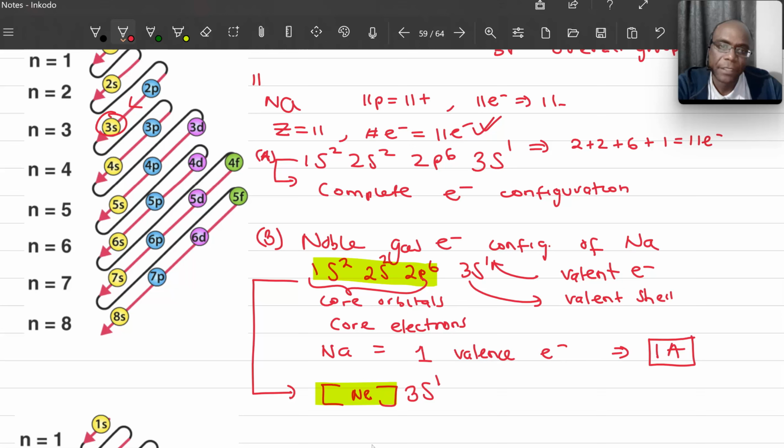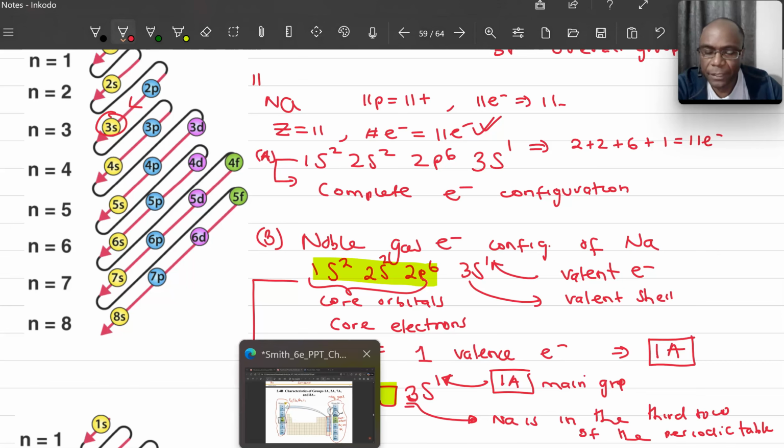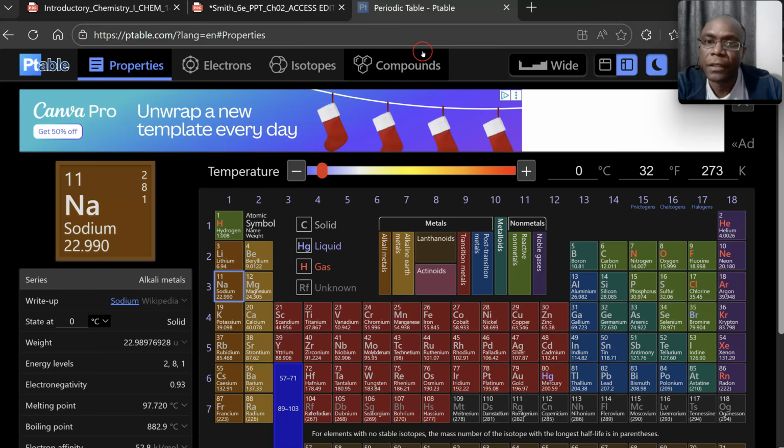The remaining electrons will be out there. So again, this one valence electron in the 3s tells me that sodium is in main group 1A, and the 3 tells me that sodium is going to be in the third row of the periodic table. Let's confirm. You see how the outermost shell is 3? Let's confirm where sodium is in the periodic table. So sodium is here. You see him just on the third row.